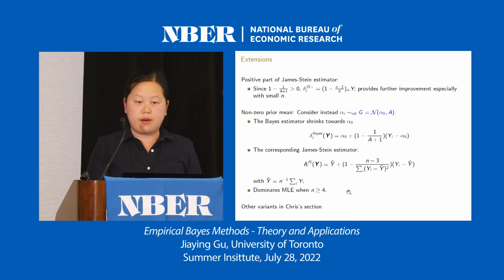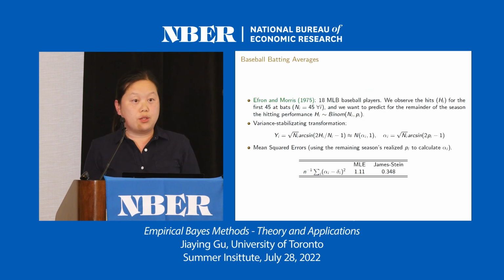And there are many other variants that would arise. For instance, with heterogeneous variance, how would we work through to get the James-Stein estimator? I'll refer to those variants in Chris' section. Let's see how much improvement we get by doing this.